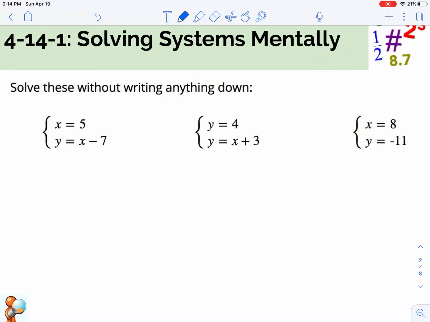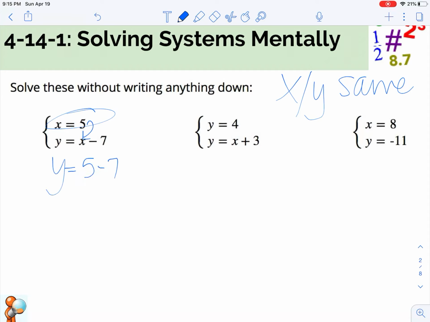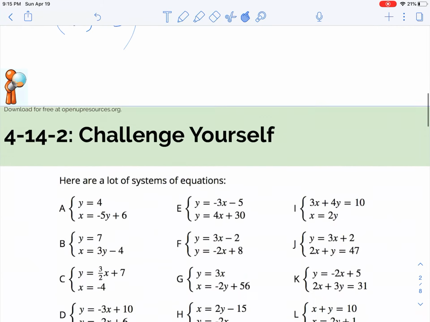So your x and y in a system have to be the same. So like whatever x is in the top equation, it's the same in the bottom. So if the first one's saying it's 5, you got to plug 5 in there. So y equals 5 minus 7, y equals negative 2. So then your system would be 5 comma negative 2, like that. You're going to do the same thing for the next two.